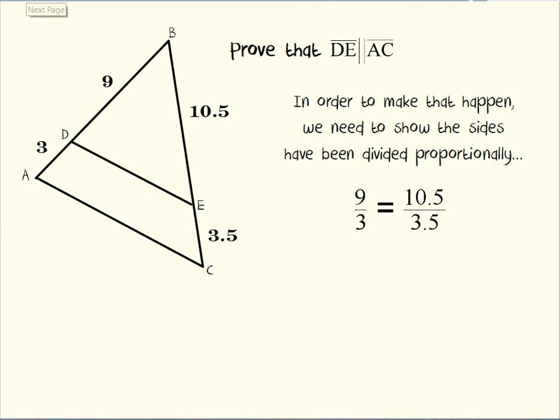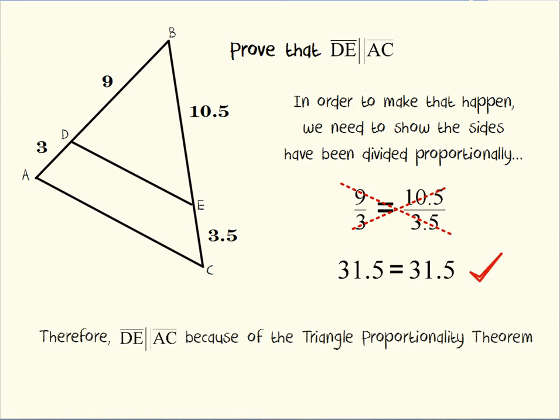And when I do cross products, I need to show that both diagonals are the same. When I do cross products, I get 31.5 equals 31.5, which of course is true. And if that's true, I can say that DE and AC are definitely parallel. If those two cross products gave me different numbers, I could also prove that the two lines were not parallel.